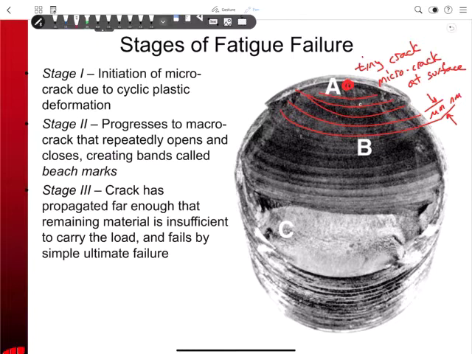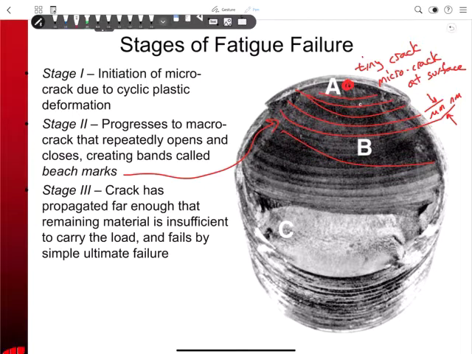So it takes thousands and thousands of cycles to do this, hundreds of thousands of cycles to make it all the way across. Because it looks a little bit like the waves on the beach, these things here are called beach marks. Those are the beach marks there.